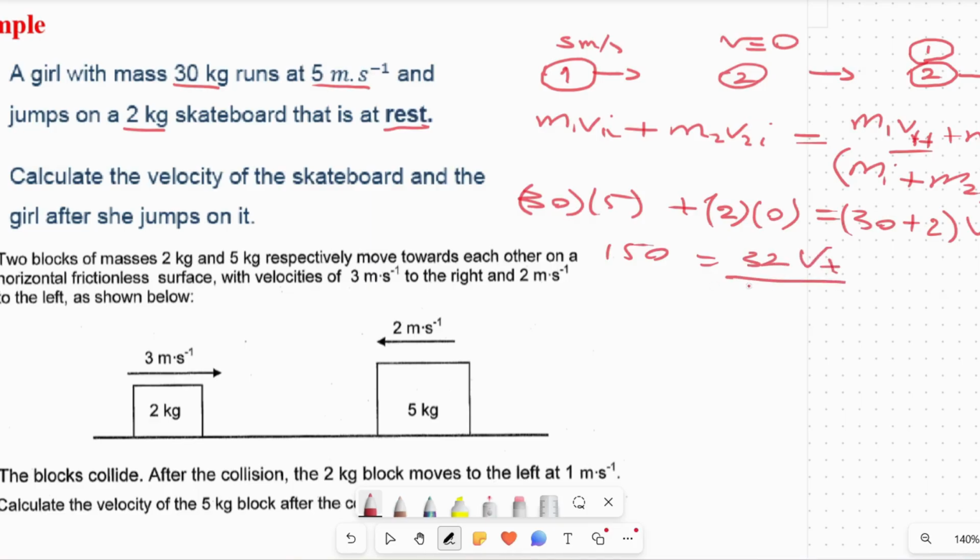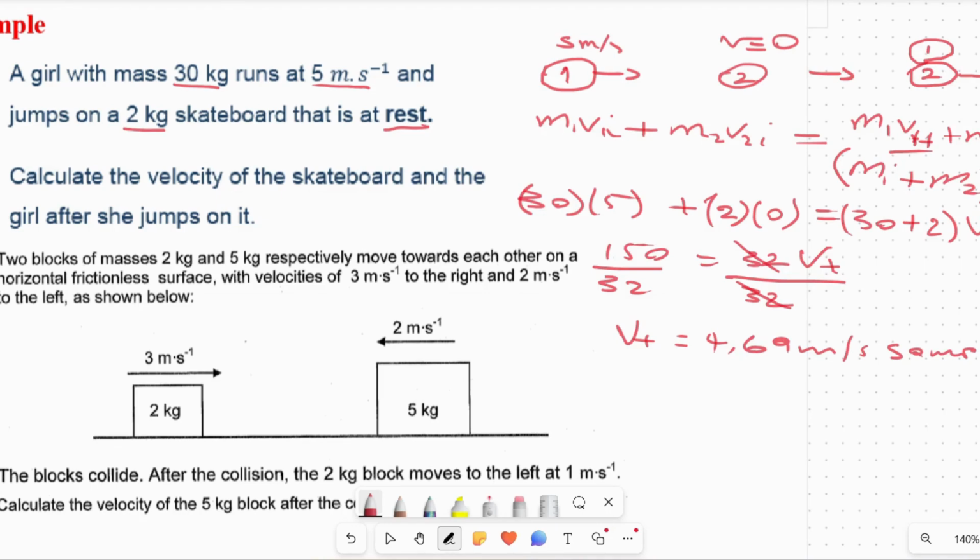So it means I divide by 32 on both sides. When I divide by 32 on both sides, what's going to be my VF here? 150 divided by 32 is going to give me 4.69. So what I'm getting here is that the VF will be 4.69 meters per second. So that is what's going to happen. It's 4.69 meters per second in the same direction.